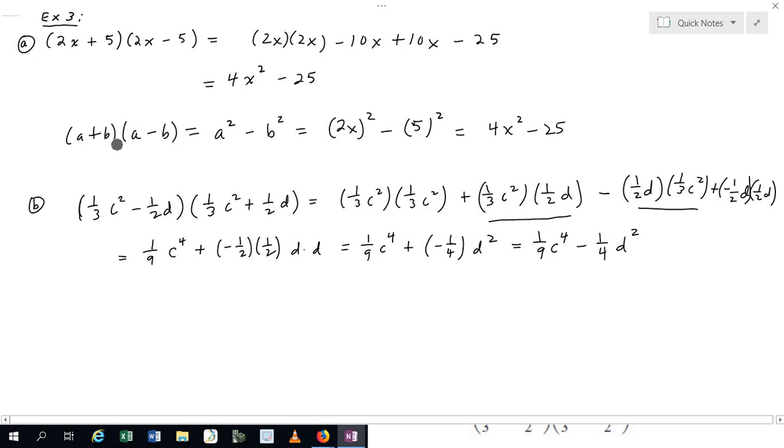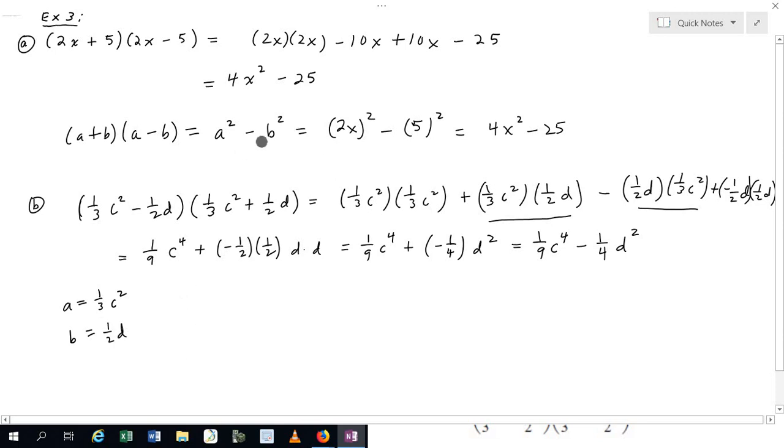Now, let's go back and use the formula and see if we get the same answer. So in this case, A is the 1/3 c squared, and the B is 1/2 d. Now notice the B is the number that follows this minus sign. So the thing that follows this minus sign is 1/2 d. Okay? B is not negative 1/2 d. This negative sign and this negative sign are the same. So B is the number that follows this minus sign. So B is positive 1/2 d.